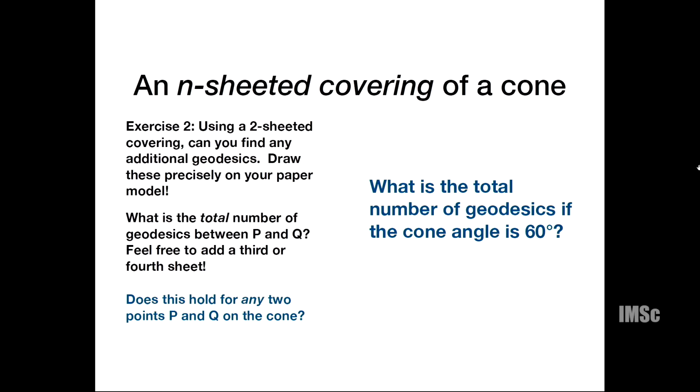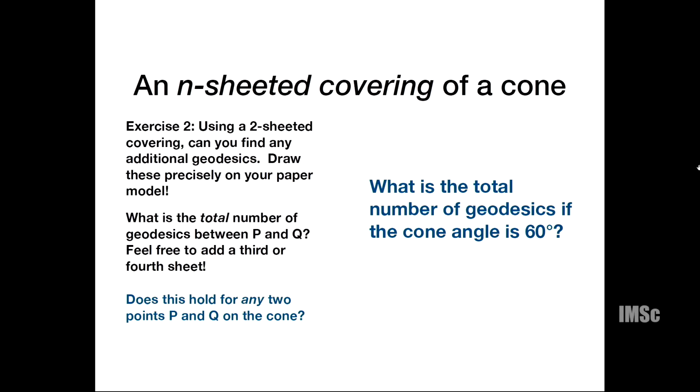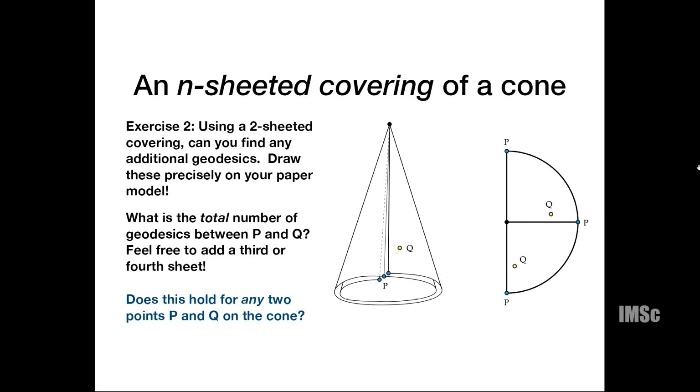So one other quick question: if the cone angle were 60 degrees instead of 90 degrees, how many sheets would we have in our cover? Exactly, so we'd still loop up to where we started. We'd have 6 sheets. And how many geodesics would we have between 2 points in that case that are not radially on a radius? 6. We'd have 6 in that case, because again, we could connect our P to the Q in any one of those sectors. That's one way to see it.